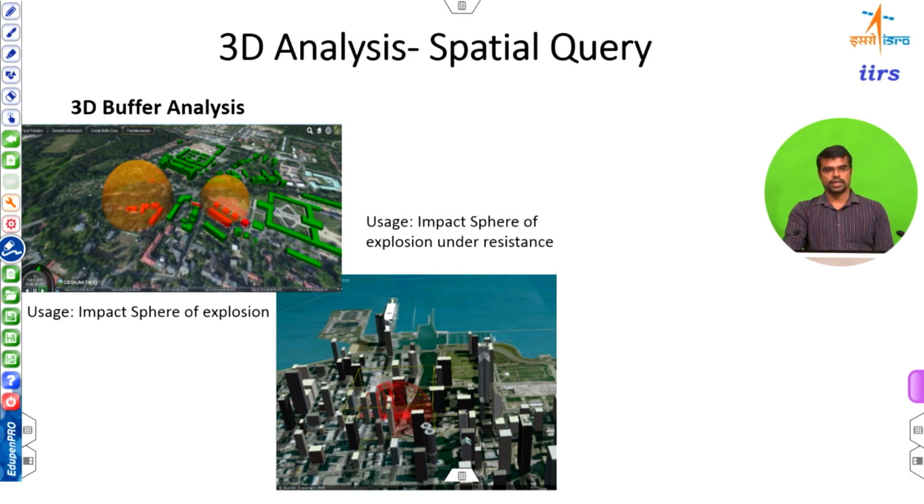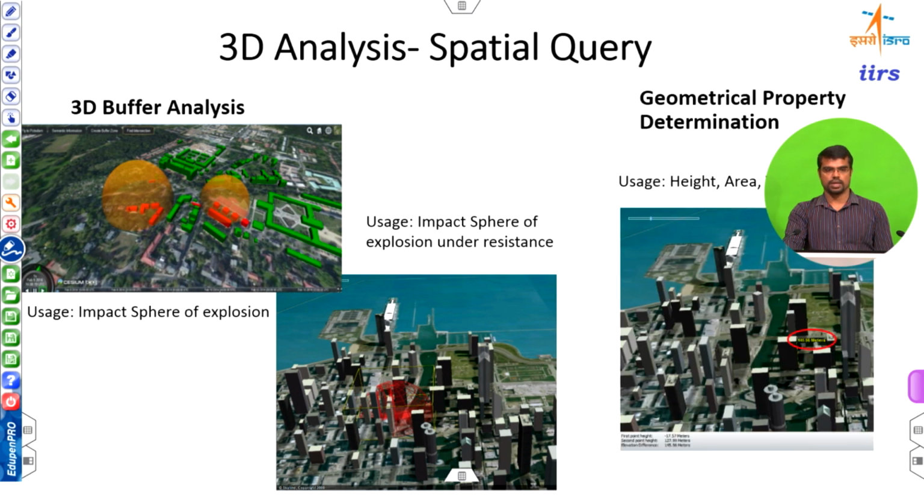That can also be extended to analysis in case of different resistance being provided. So what we are doing is we are bringing in the attribute of concrete and the corresponding impact on the area. All the shadow areas will not be affected by the corresponding explosion. So that kind of analysis can be carried out. This is basically an extension of 3D buffer analysis, also including the material properties of surrounding areas.